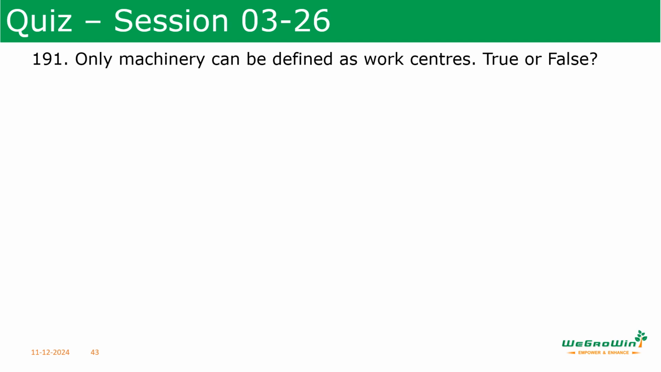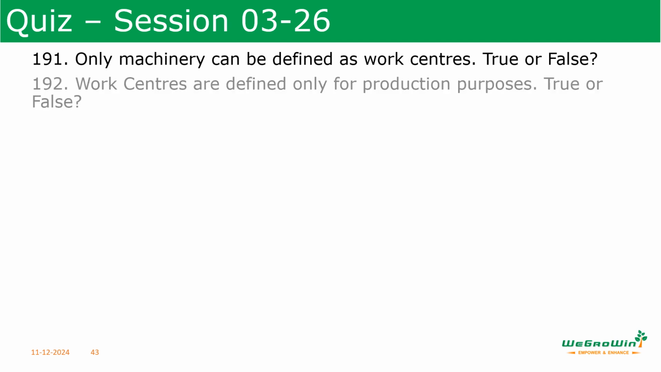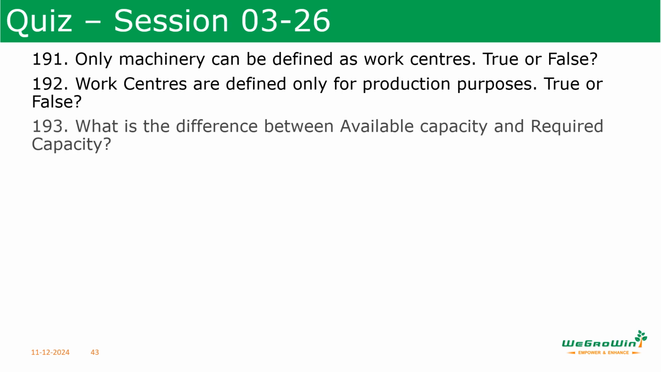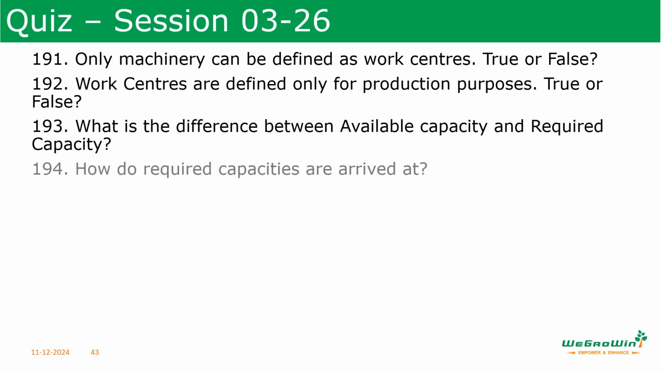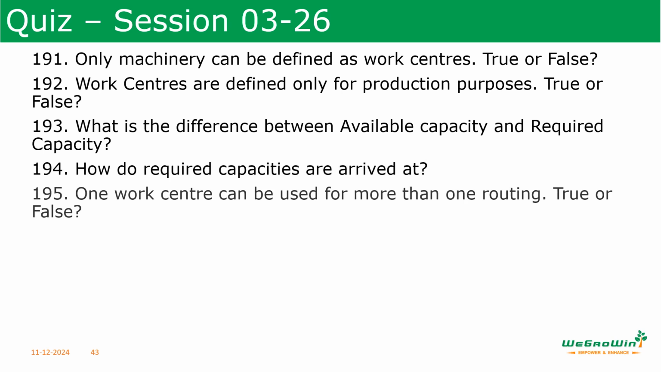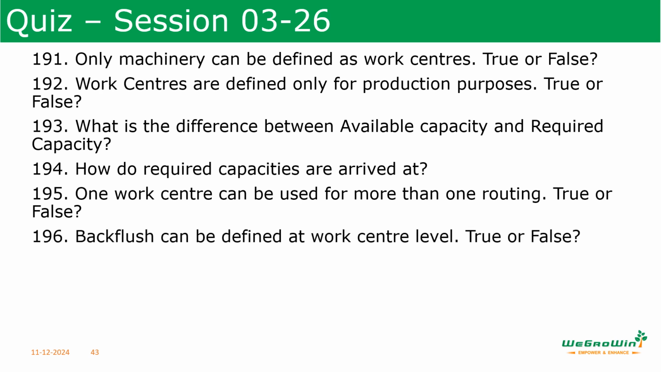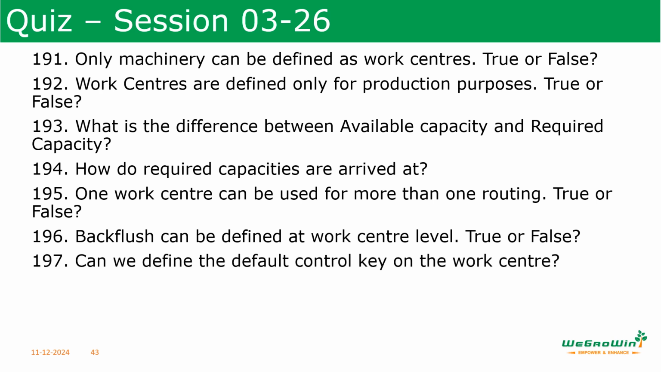Only machinery can be defined as a work center, true or false. Work centers are defined only for production purpose, true or false. What is the difference between available capacity and required capacity? How are required capacities arrived at? One work center can be used for more than one routing, true or false. Back place can be defined at work center level, true or false. Can we define the default control key on the work center? Please think about these things. We'll see the answers in the next session.